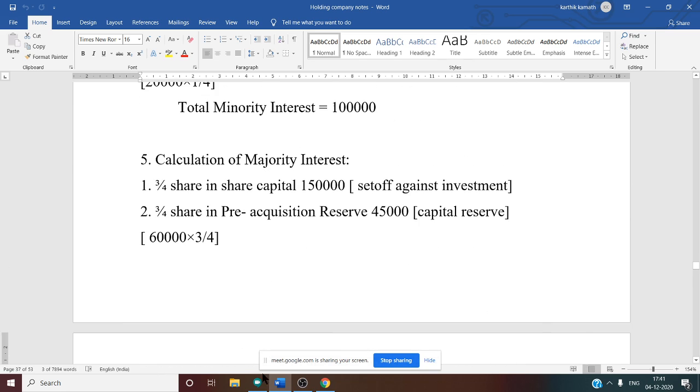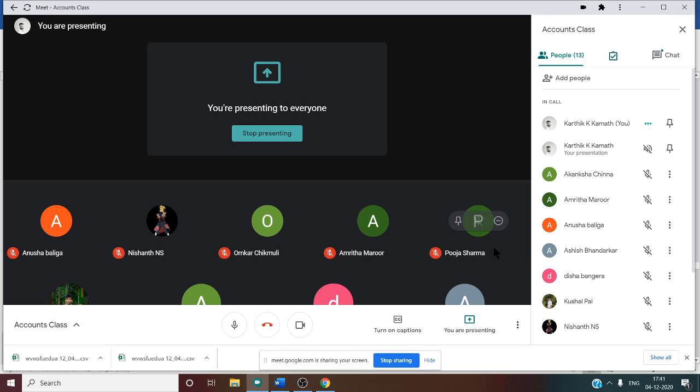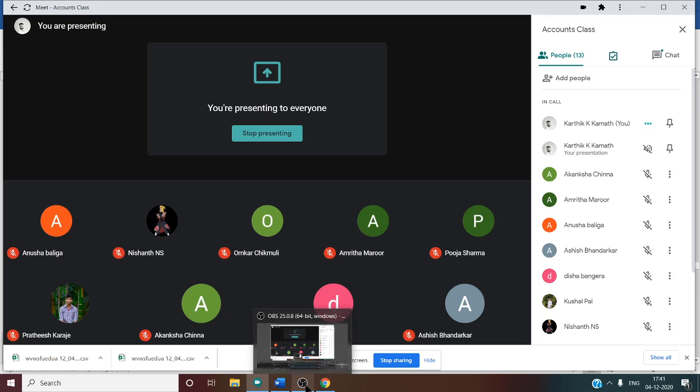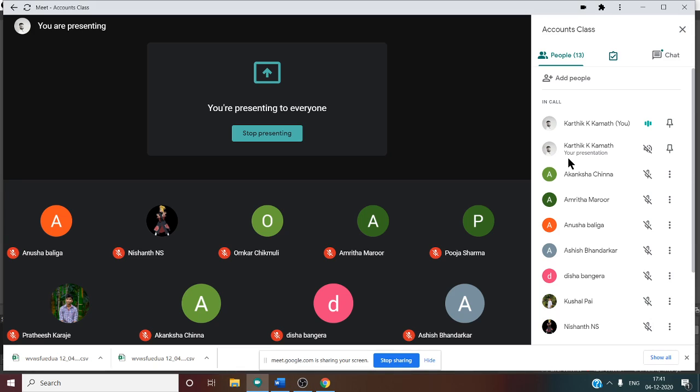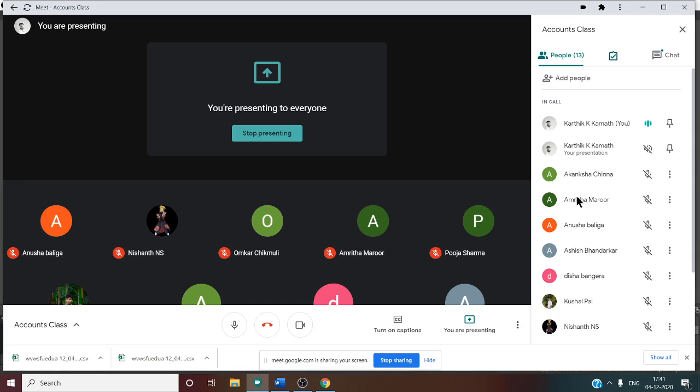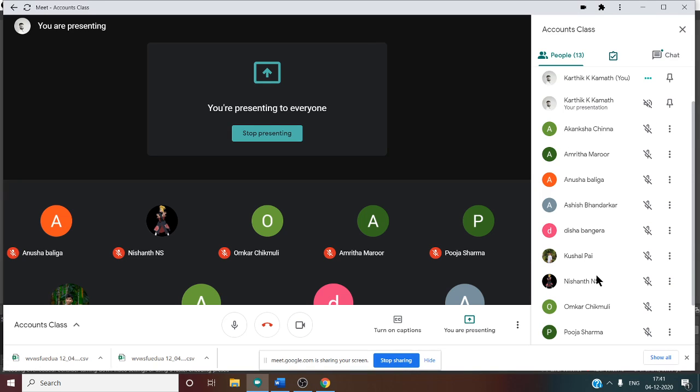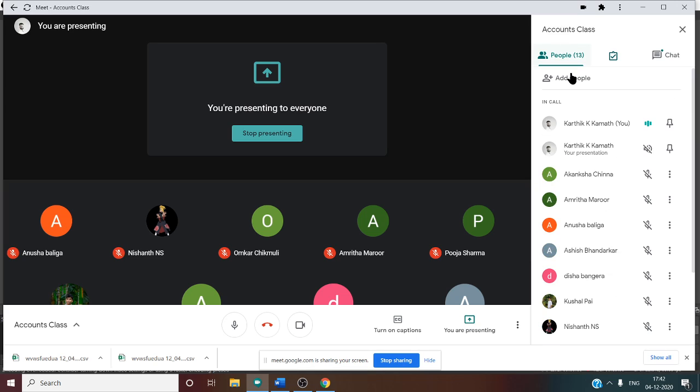Yes, so I hope you all understood till here. Working note 1 to 5. Yes, any doubt regarding these 5 working notes, you can ask me now. Tell me if there is any doubt. Akamsha, Amrita, Anusha, Ashish, Disha, Kuchal, Nishant, Omkar, Pooja, Pratish, Shifali. Yes, tell me if you want to ask any doubt, you can ask me now. Tell me.